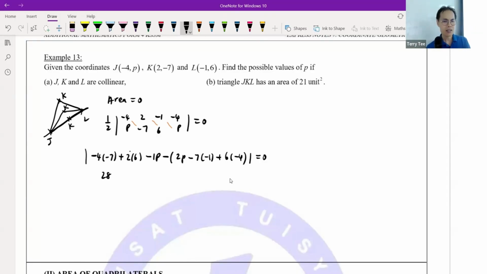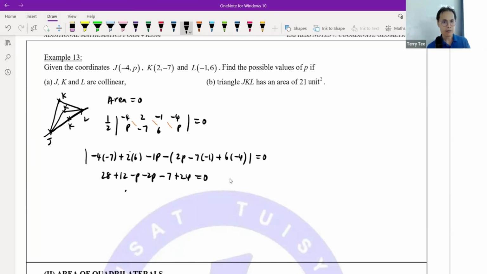This is 28, 12 minus p minus 2p. This is 7. I put a minus 7 here, plus 24. The result is 0. Can we add them up? This is 40 plus 44, right? 64. Okay, 64 minus 7, 57.